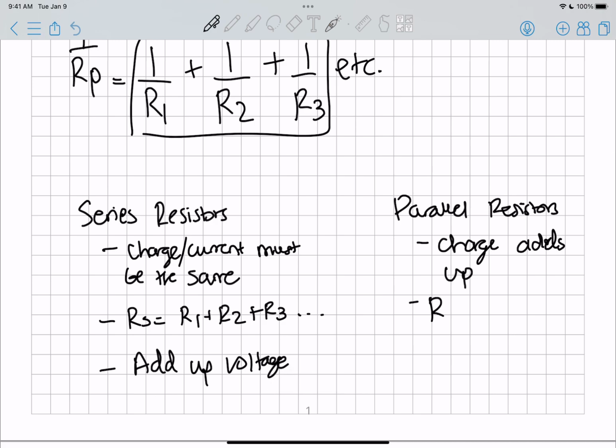Now, once again, we said that the equivalent resistance in parallel is just adding up the reciprocals, so 1 over R1 plus 1 over R2 plus 1 over R3, right? And then finally, what's unique about the voltages for resistors in parallel is that the voltage between branches that are in parallel is the exact same, right? The voltage between branches in parallel is the exact same.